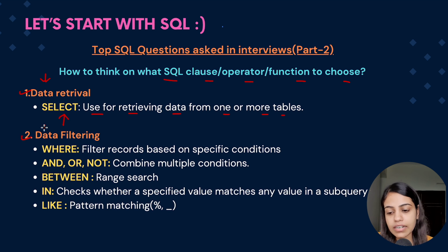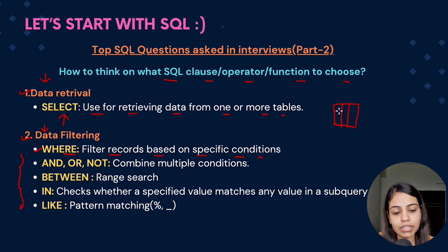Now coming to the second scenario, that is data filtering. Whenever we want data to be filtered based on some condition or logic, we would use all these. First is the where clause. The where clause is used to filter records based on some specific condition. Whenever there is a table with some attributes as well as tuples, and we want to filter some data based on some condition, we can use the where clause.